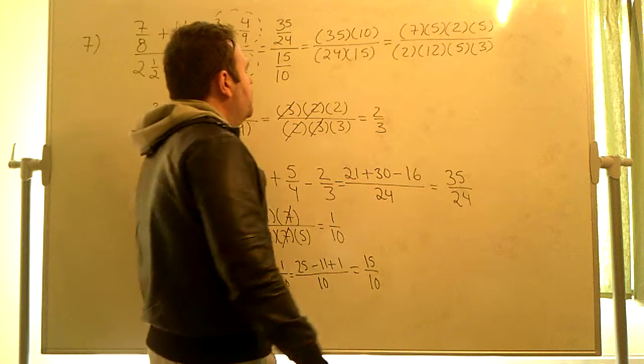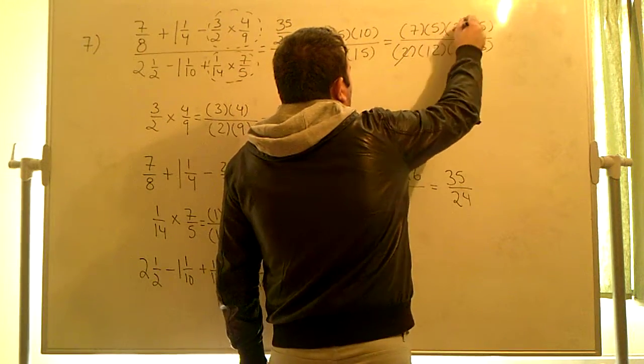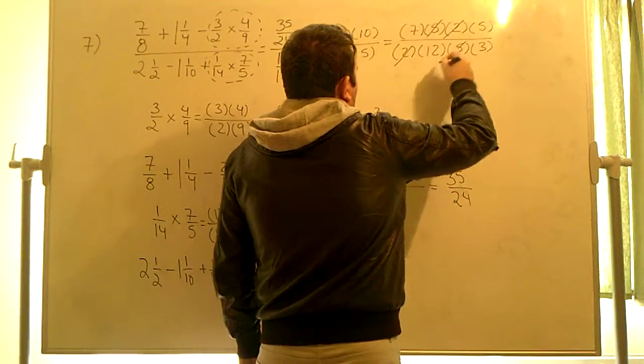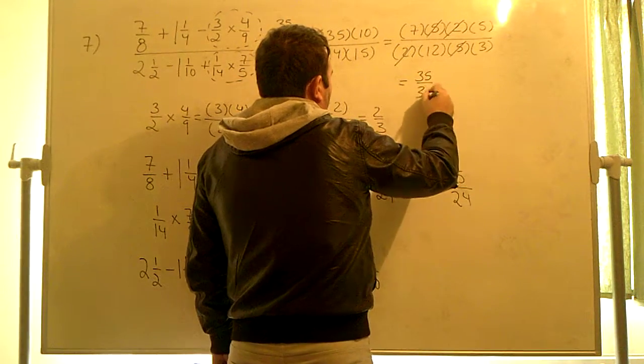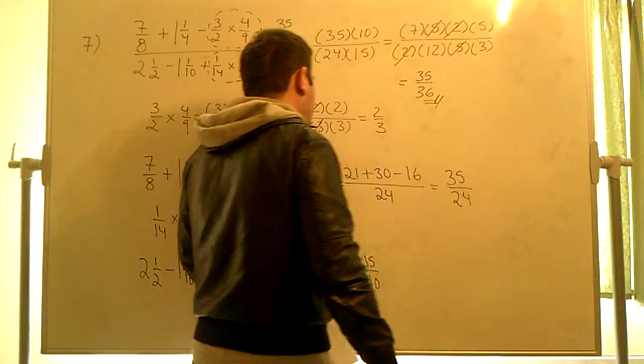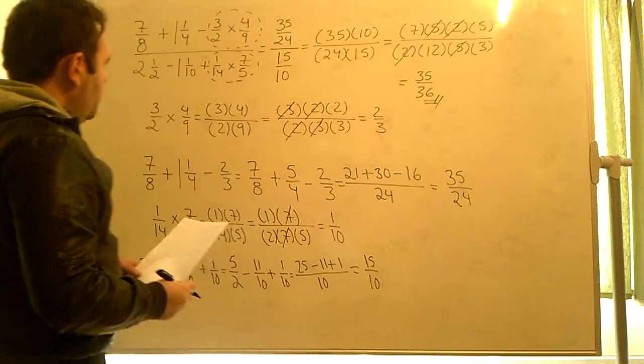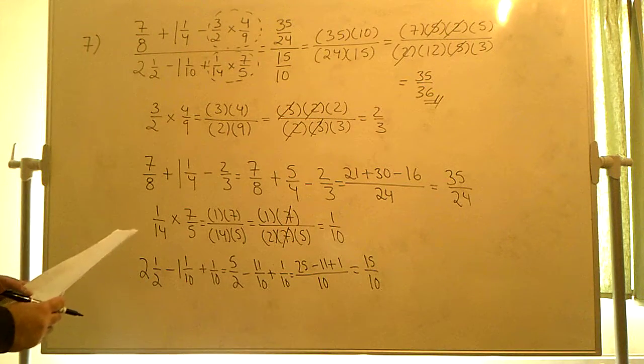So 2 divided by 2 is 1 and 5 divided by 5 is 1. So the final result would be 35/36. That would be the final result.